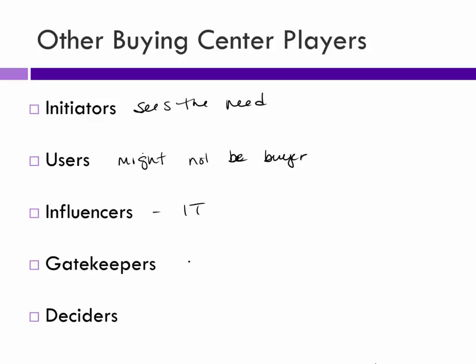So this is the person that determines if the salesperson actually gets to the decision makers or the deciders. So we'll just say they are between the seller and the decider. So it can be the secretary. So here's a good example.